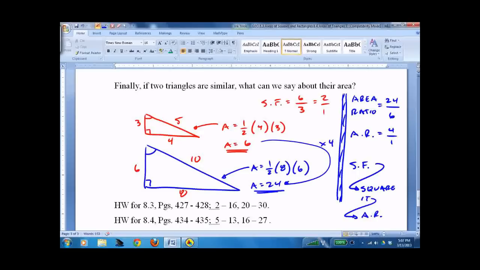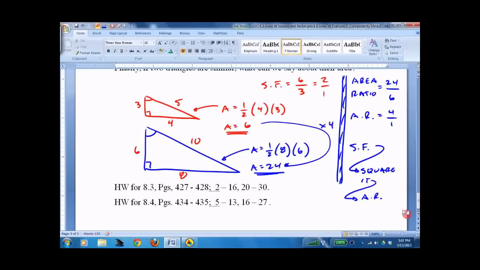So 2 squared equals 4. That's what happened here. This is our scale factor. This is our area ratio. So when you want to find out the area ratio and you know the scale factor, square it, and that'll give you your area ratio. Lots more practice on that. Get working. Good luck.